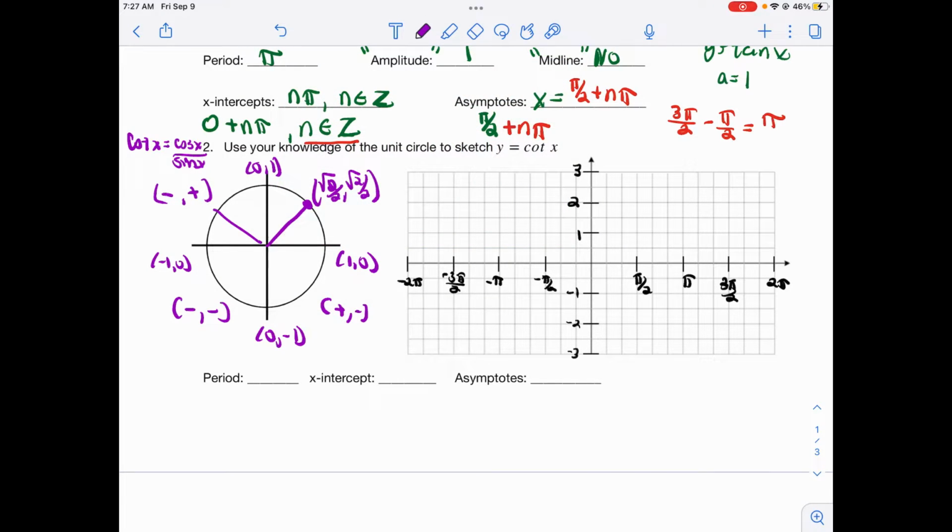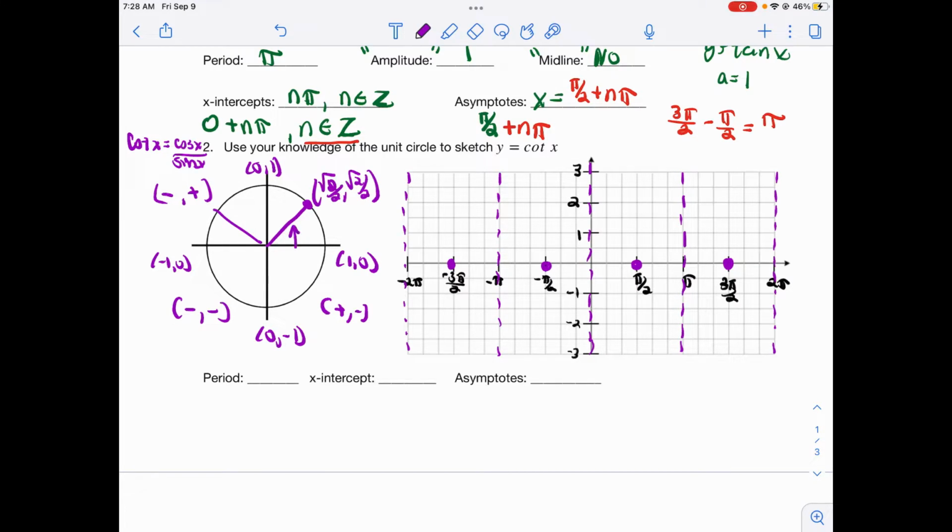Starting with my quadrantal angles, 1 divided by 0 is undefined, so 0 degrees is undefined. At pi over 2, I have 0 divided by 1, so that's 0. At pi, I have -1 divided by 0, so that's undefined. At 3 pi over 2, I have 0 divided by -1, which is 0. And at 2 pi, I have 1 divided by 0, which is undefined. I can do the same thing for the negative, with negative pi over 2, which gives us 0. Then we have undefined, 0, and undefined. So notice it's very similar to our tangent so far. Let's look at how else it changes.